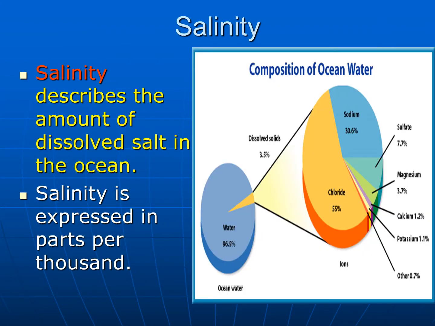So, what about salt water? Well, we call that salinity. So, salinity describes the amount of dissolved salt in the ocean. And we do that per 1,000. So every time we get the numbers, we do that per 1,000. So salinity, the amount of salt inside the ocean. Well, salinity almost looked like the word salt to me.